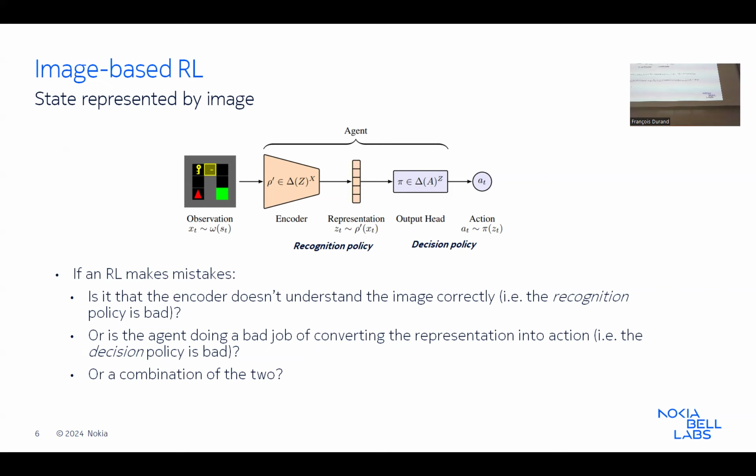So suppose you want to do one thing if the image is a cat, and something else if the image is a dog. Well, maybe if you don't have a good discriminator between cats and dogs, then you can't do anything. Or maybe we can actually recognize the state really well, but we just can't take the decisions very well. So in that case, the decision policy is bad. Or is it some combination of the two?